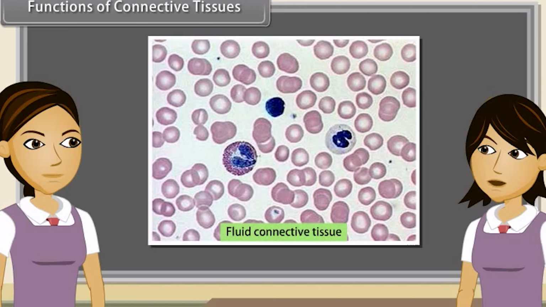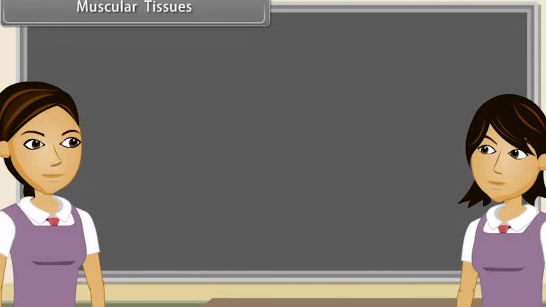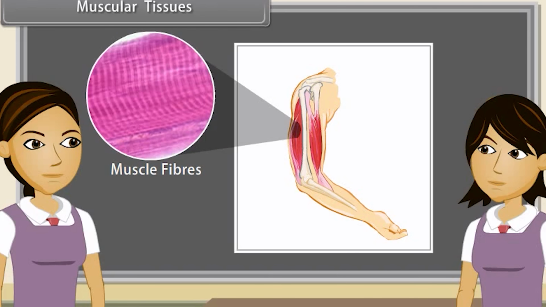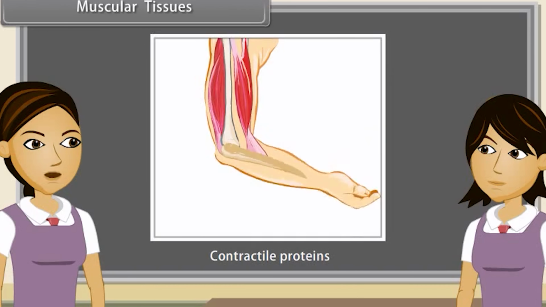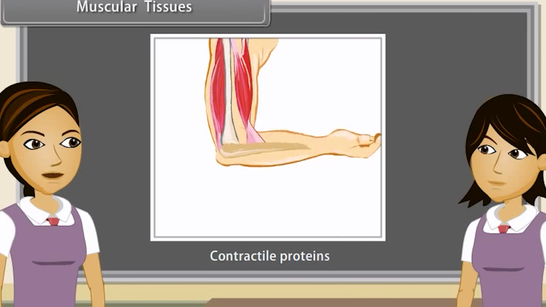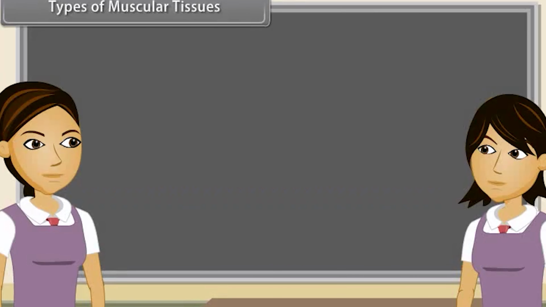Fluid connective tissue transports nutrients, hormones and vitamins to the tissues of the whole body, and excretory products from the tissues of the whole body to the liver and kidney. Muscular tissues. Muscular tissue consists of elongated cells, also called muscle fibers. Muscle contains special proteins called contractile proteins. When these proteins contract and relax, movement is caused.